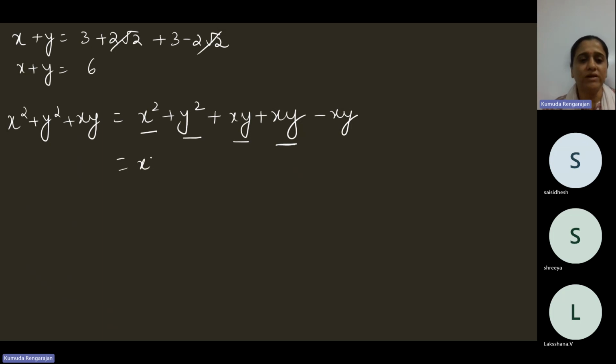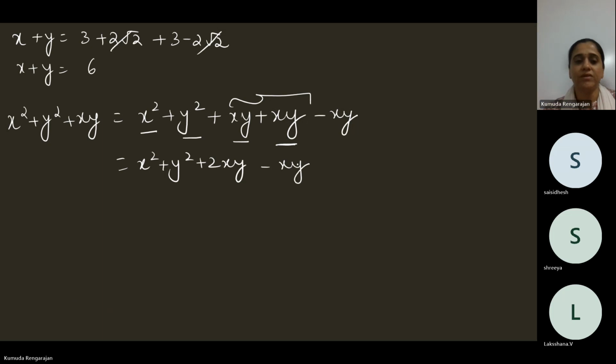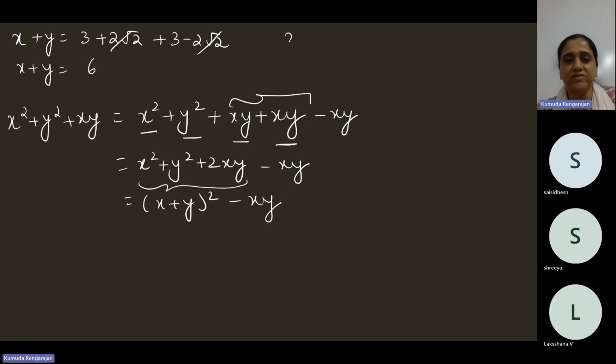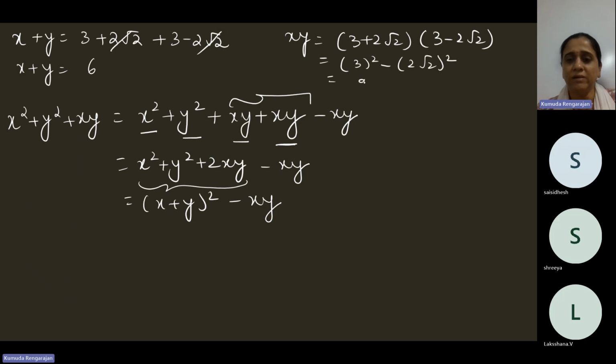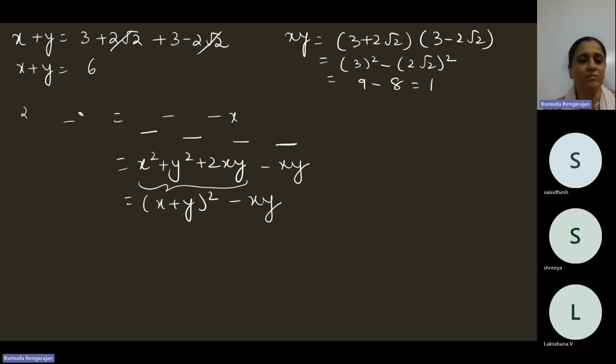So now this becomes x squared plus y squared plus 2xy, correct? Minus xy. So this is nothing but x plus y the whole square minus xy. So we'll also find xy. What is xy? It is 3 plus 2 root 2 into 3 minus 2 root 2. This is a plus b into a minus b, which is a squared minus b squared, which is 9 minus 8, which is 1.